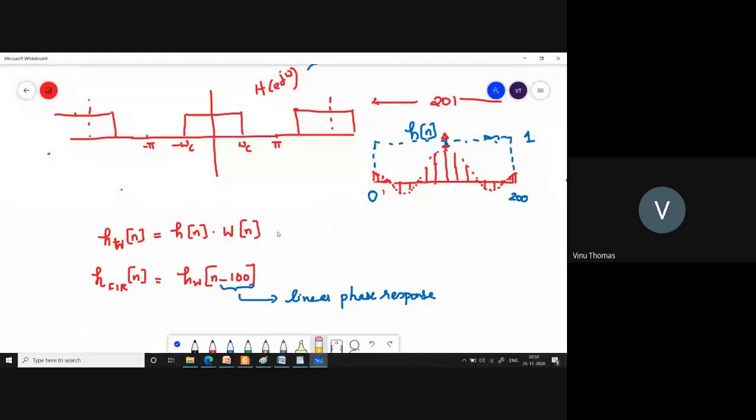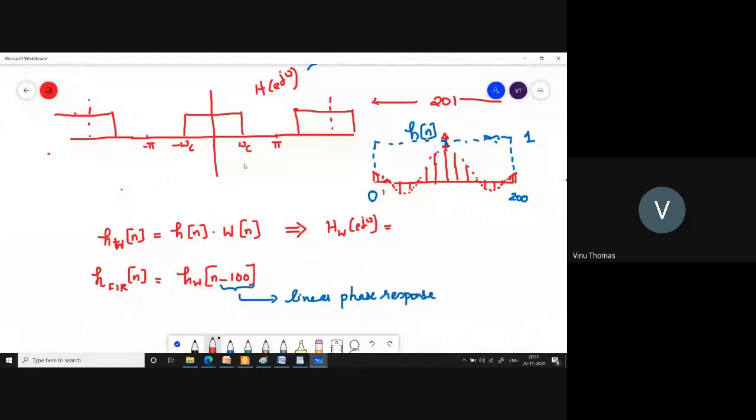Now, since you have a multiplication here, what happens in the frequency domain? Now, Meenakshi, what will happen in the frequency domain? We have multiplication in the time domain. Let us try to write the frequency domain equation. So we will write S_W of e raised to j omega. What will this be equal to, Meenakshi?